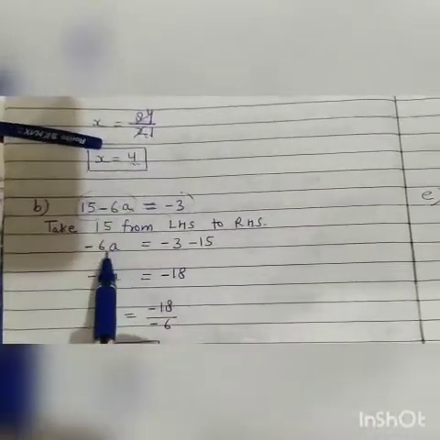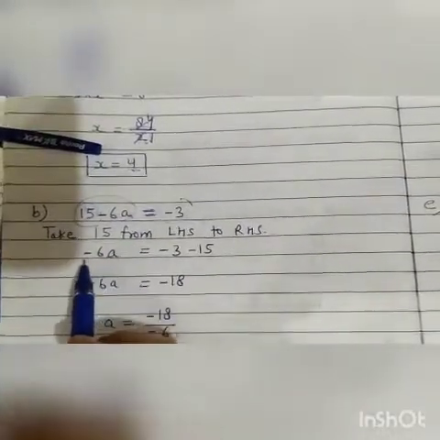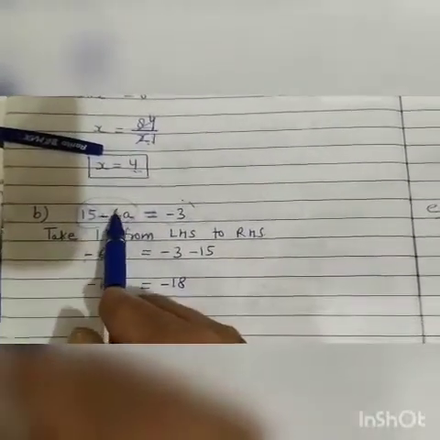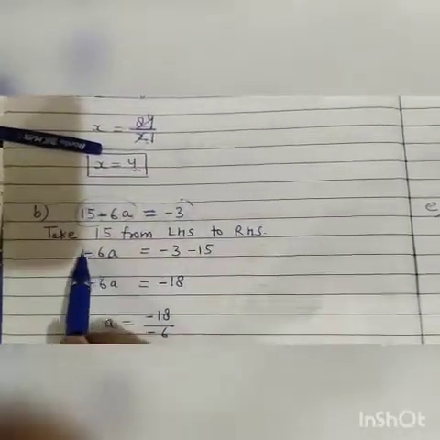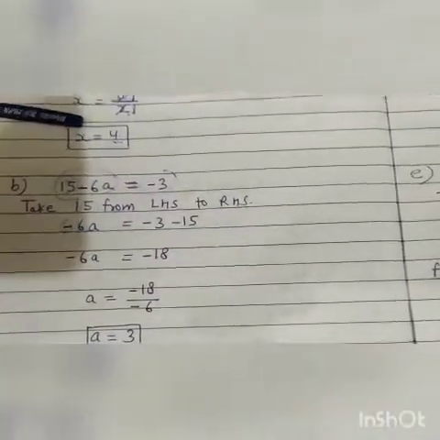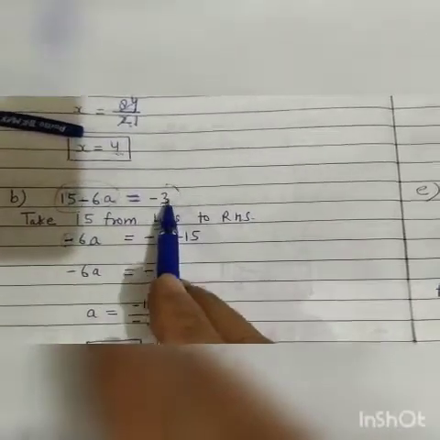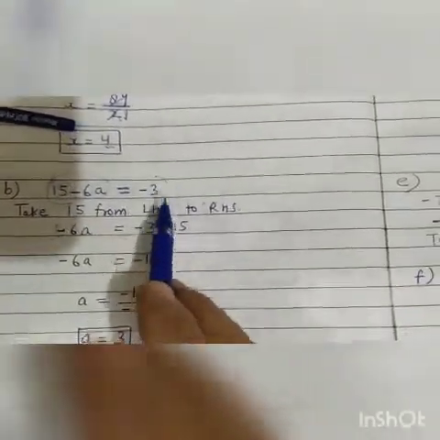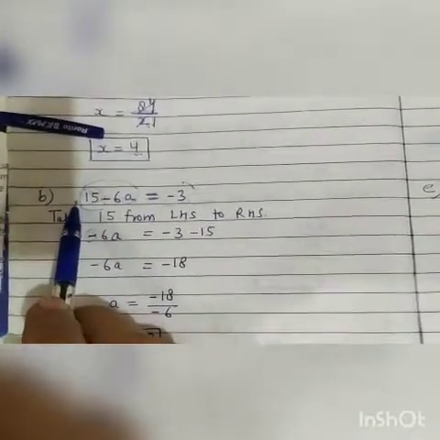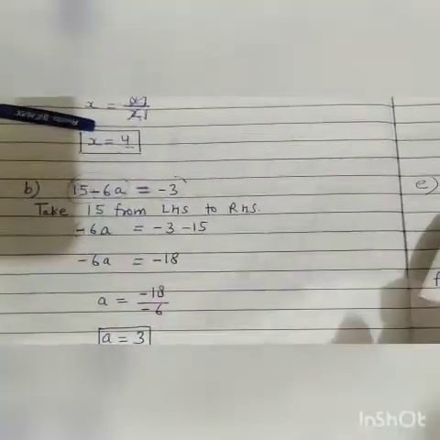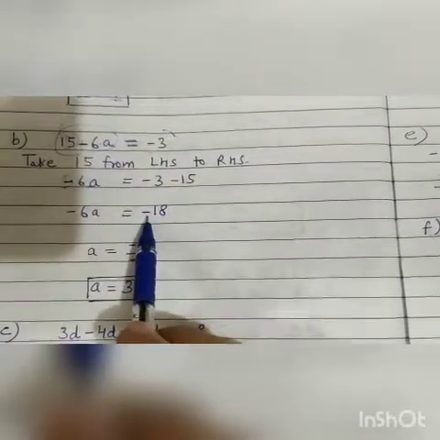Now this minus 6a, students, if it is plus 6a, then we will write only 6a. No need to write the plus sign. But if it is minus 6a, then we have to write minus 6a. If we do not write this minus sign, then our solution will be wrong. So write minus 6a equal to minus 3, and take this 15 to this side, it becomes minus 15. Here there is no sign, so it is considered a positive sign. It becomes negative. Now minus 6a is equal to minus 3 minus 15, which is minus 18.